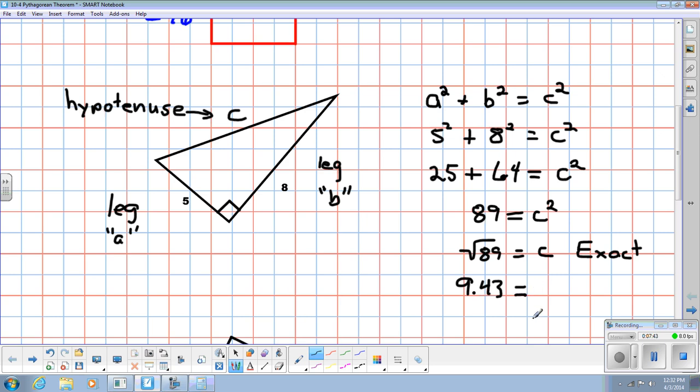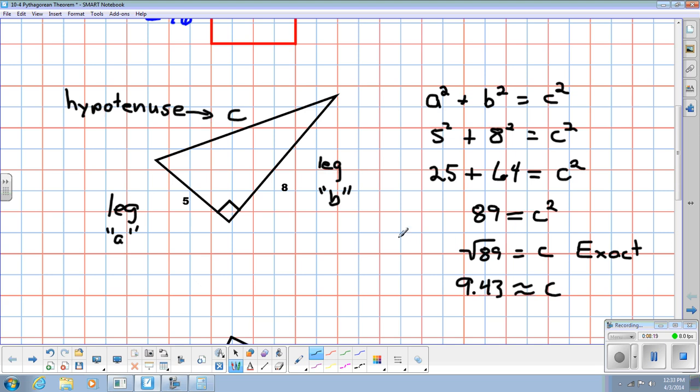And that equals, and I can't use that symbol because that's not an exact symbol. I need the squiggly symbol, or the about symbol, for this. It's two wavy lines, just like that, that we say 9.43 is about the length of C. And that's it. When I'm being given both legs and the hypotenuse is missing, my formula is a squared plus b squared equals c squared. I fill in the legs, which gives me c squared. I square both numbers, add them together, and do the square root.